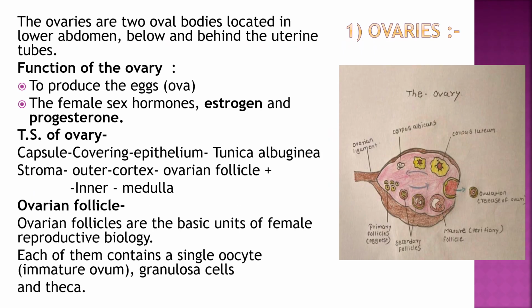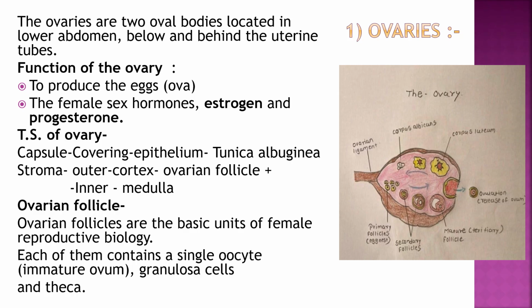The first part of the female reproductive system is the ovaries. There are 2 oval bodies located in the lower abdomen just below and behind the uterine tubes. The functions of the ovary are, one, to produce eggs and, second, to produce female sex hormones, that is estrogen and progesterone, which are required for the female sexual characteristics.